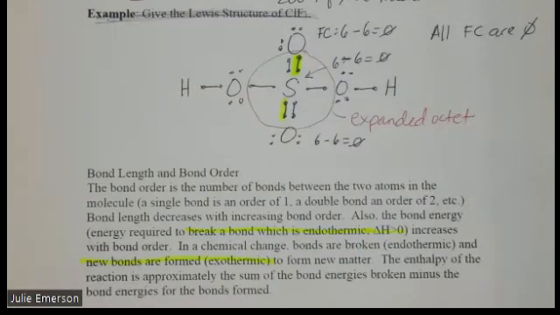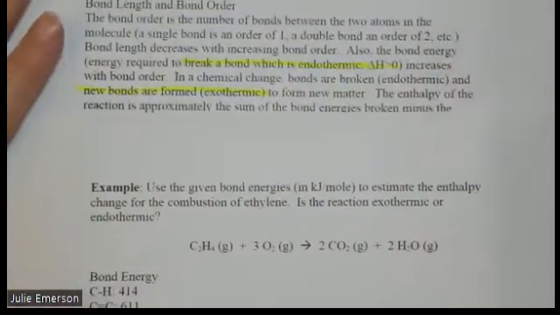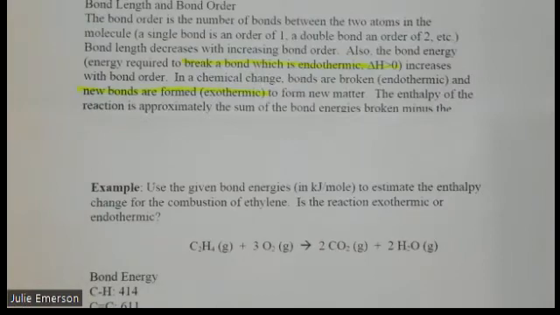You can also do it through bond energies. And what's interesting is you get the same answer each time. I always thought that was really cool. All right, so here's how we're going to look at this. We've got a combustion reaction, C2H4 ethene, reacting with oxygen to create CO2 and H2O. And we want to use the bond energies.